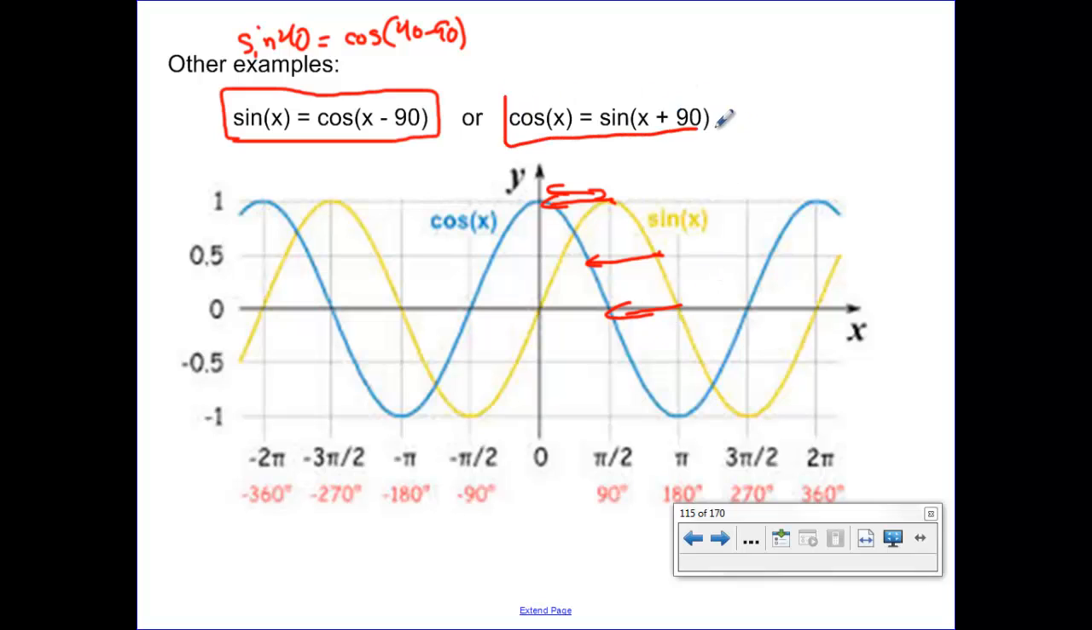Here's another one. This is just the opposite way. A cosine value is the same thing as a sine value plus 90. So this cosine value right here is the same thing as a sine graph moved this way. Again, my goal in this equation is not to solve for x. The point is to use these rules to do something else. Does that make sense so far?